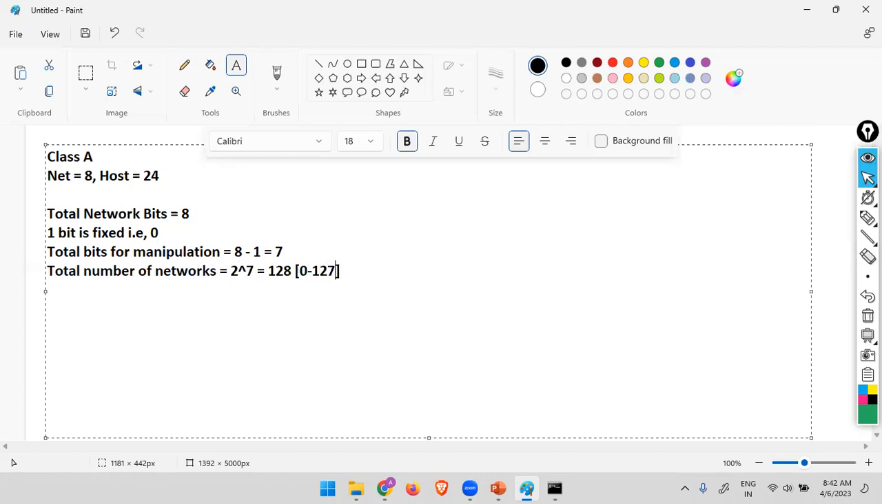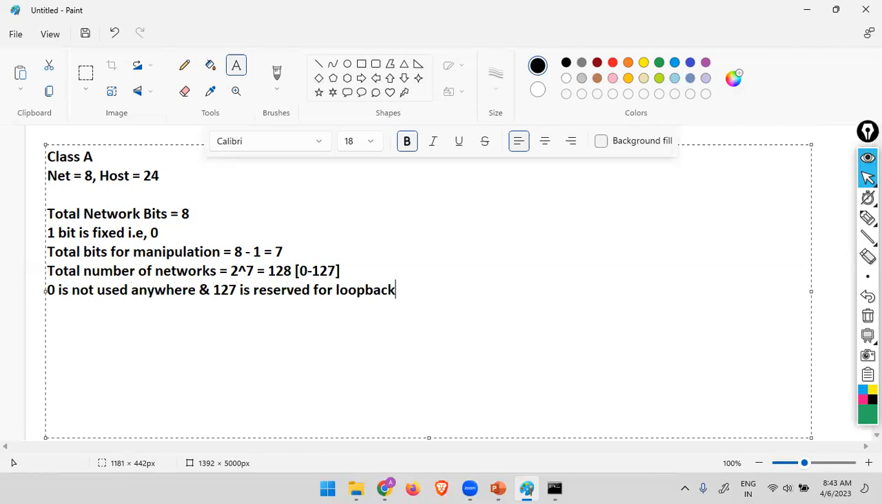Do we have this range in class C? Correct? Now out of these, we know two networks we cannot use. What are they? 0 and 127. 0 is not used anywhere, and 127 is reserved for loopback.